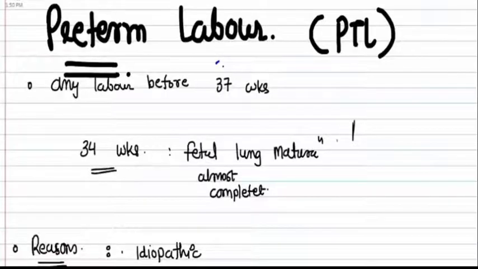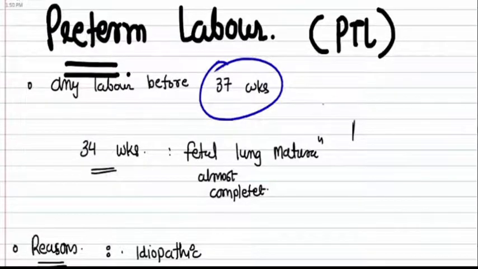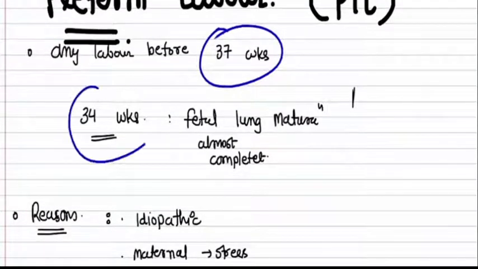Now let's discuss preterm labor, PTL. Technically, any labor before 37 weeks of the pregnancy is called preterm labor. Now remember one important milestone for the fetus, that is 34 weeks. At the end of 34 weeks, the fetal lung maturation is almost complete.